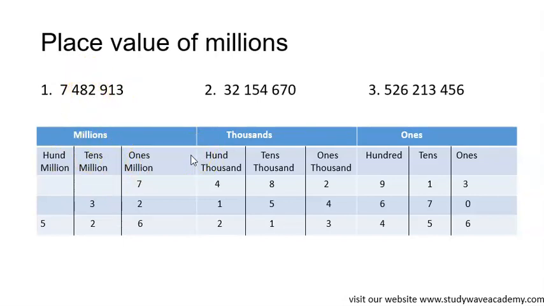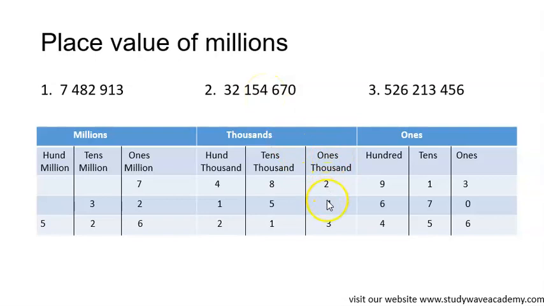Let's look at another number. We have 32,154,670. So how do we place this according to the value using this place value system? 0 in ones under ones, 7 in tens on the ones, and 6 in hundreds on the ones, okay? 670, okay? Then we move over to the next.